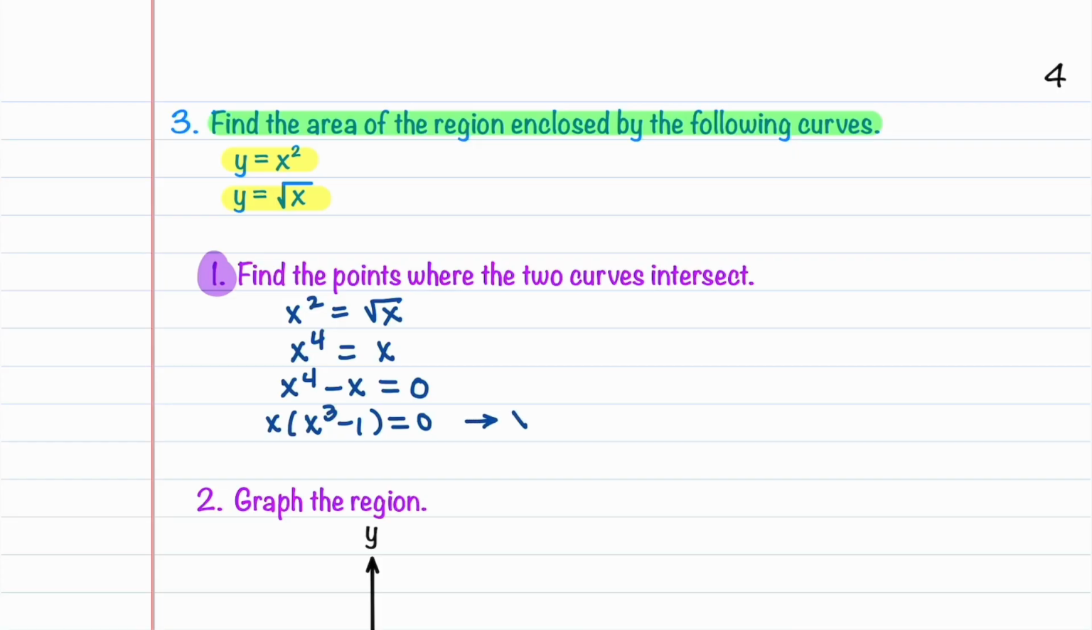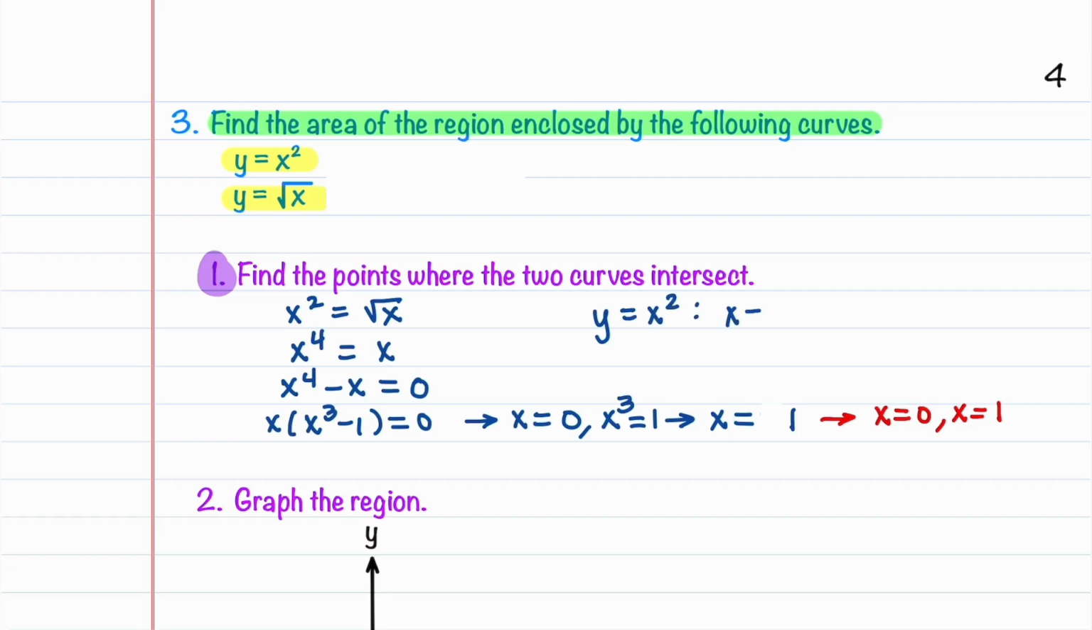And this gives us x is equal to 0, and then x cubed is equal to 1, and this gives us x is equal to 1. So let's just write down here that we have x is equal to 0 and x is equal to 1. Now let's find the y value. We can use either curve. I'm just going to use y is equal to x squared.